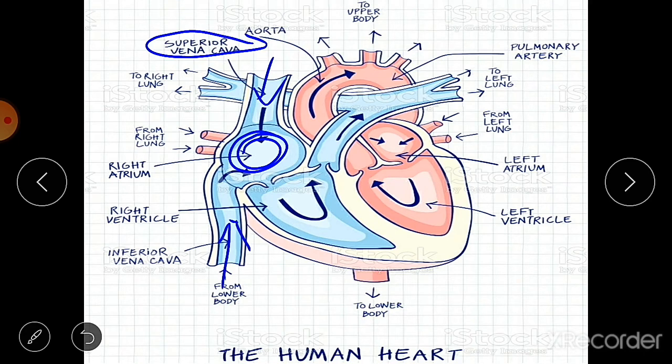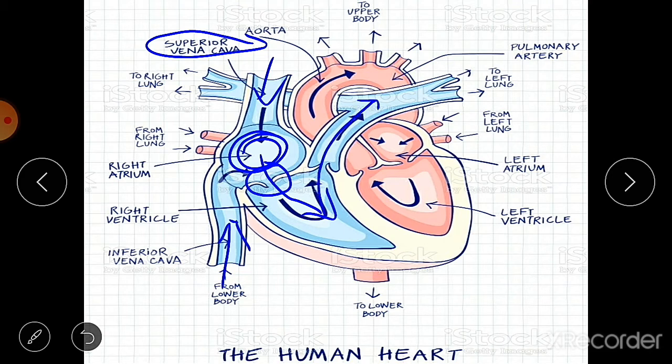From here this blood is pushed into the right ventricle. As this blood is pushed here, this valve gets closed and the blood is emptied from this ventricle into the pulmonary artery here.